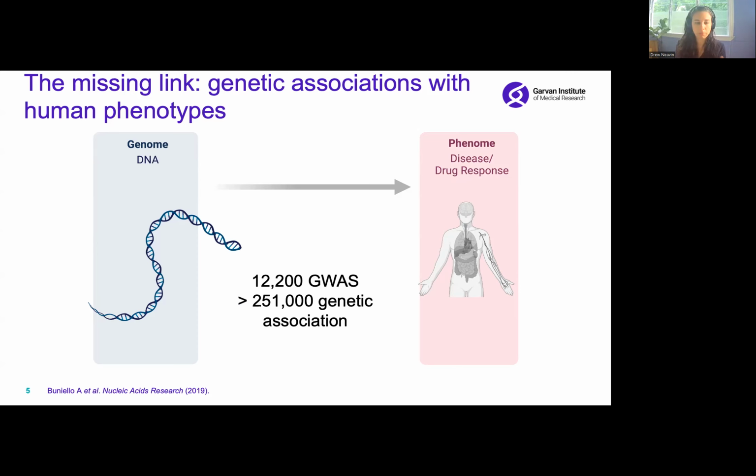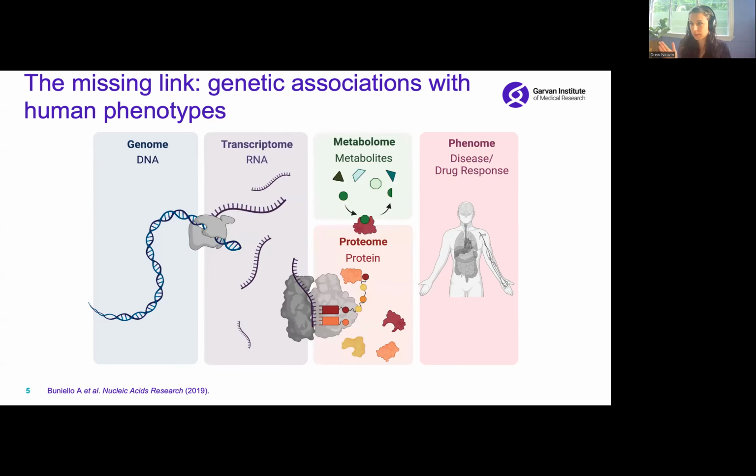But part of the problem is that a lot of these genetic variants are intergenic, which means that they lie outside of genes. And so mapping them to the phenotype and the exact mechanism has been very challenging. And so there's a lot of these steps in between from the genetics to the phenotype. And so trying to understand how that genetics relates through the transcriptome and the proteome and the metabolome to actually result in the phenotype that we're looking at.